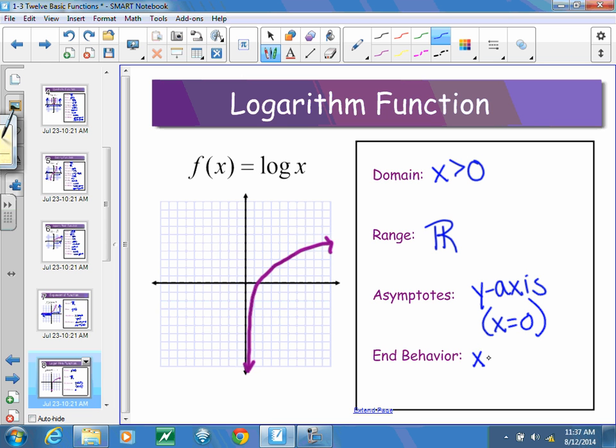And end behavior, as x goes towards positive infinity, our y value is going to go towards positive infinity as well. And then the next part here, what's going to happen is we've got a value here as x is going to go towards 0. As x goes towards 0, because we cannot go to the left-hand side here of negative infinity, y is going to go towards negative infinity because it's going down here to the bottom. So as we get to the smallest numbers we possibly can, our y value is going to go towards negative infinity.